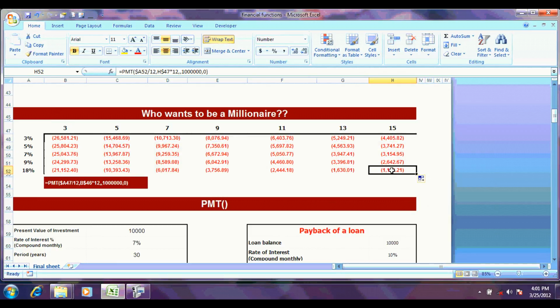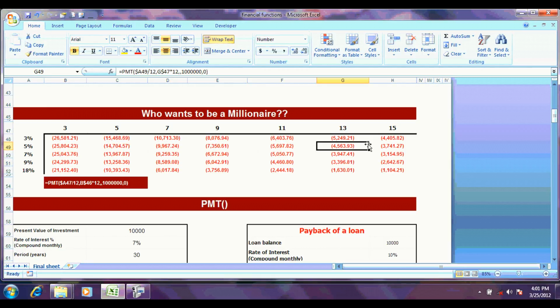So it has given me value F2, payment value per month, assuming my money is growing at a rate of 18% and for a period of 15 years. I need to invest around 1104 rupees. Okay, it's quite simple.